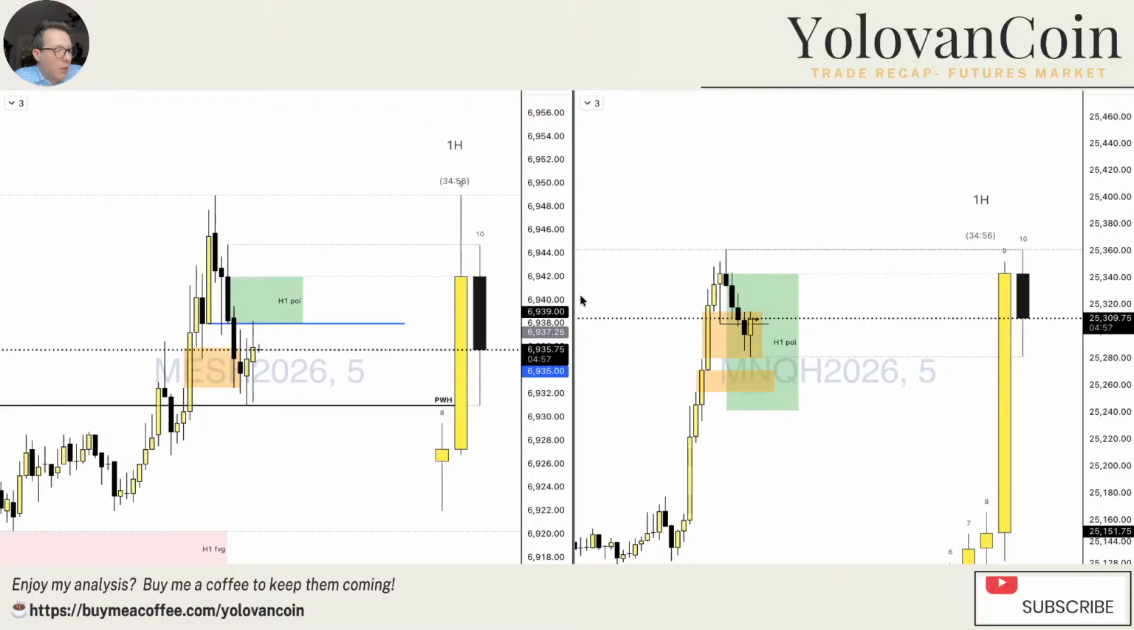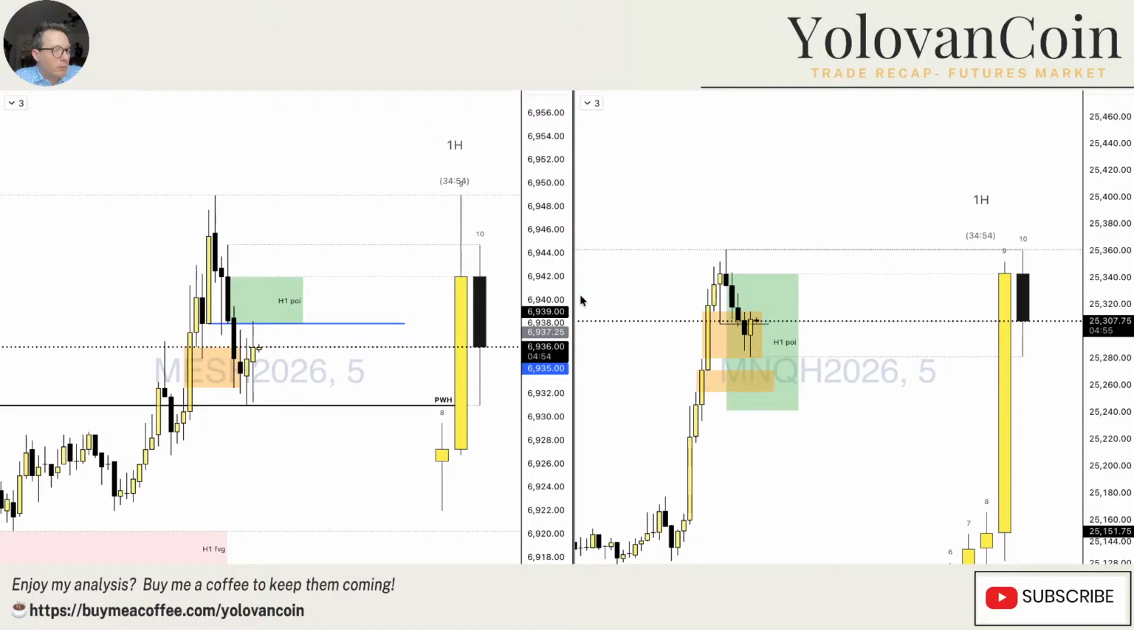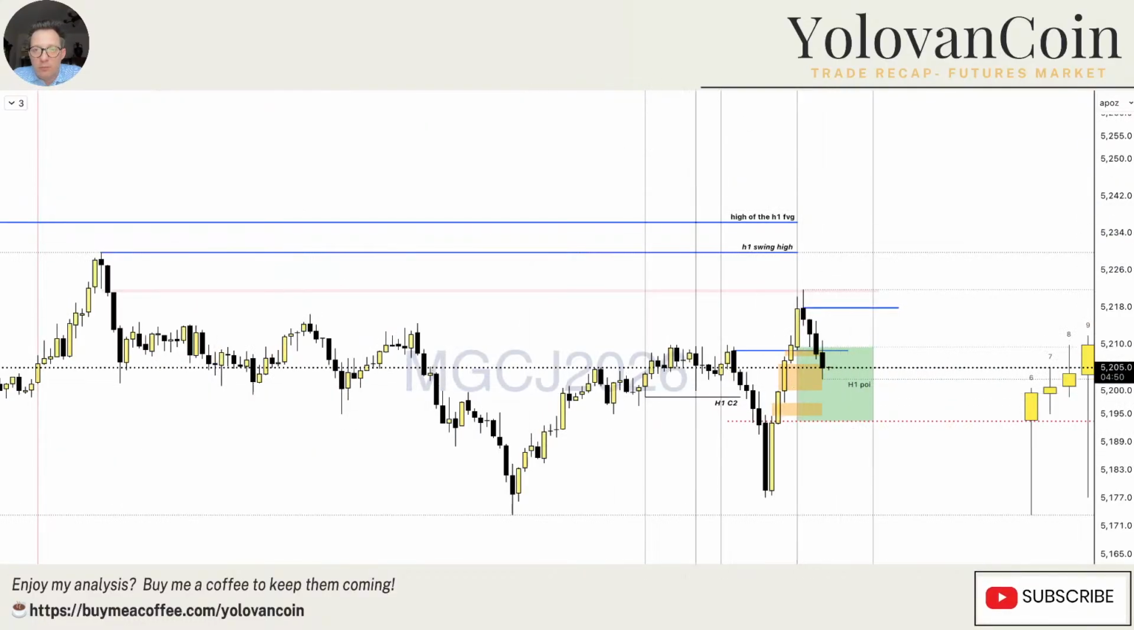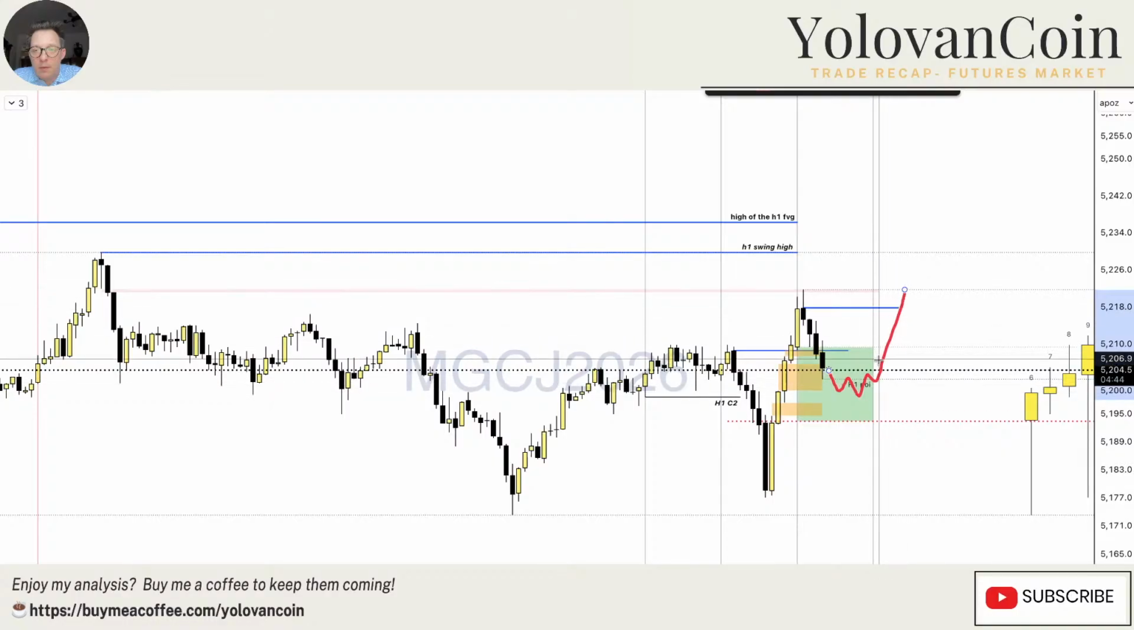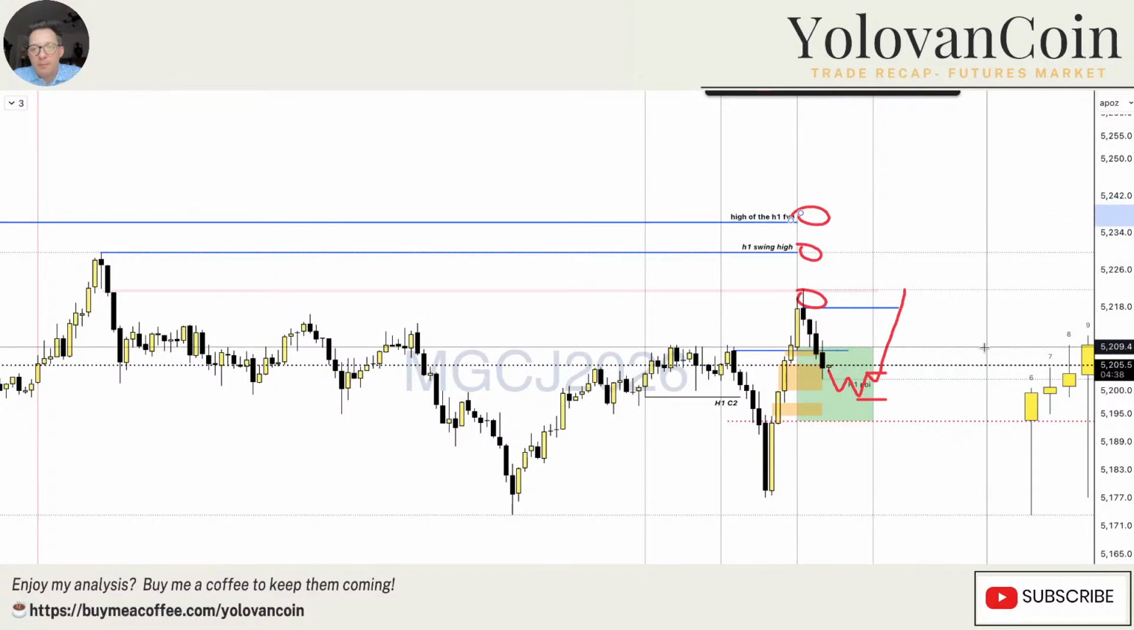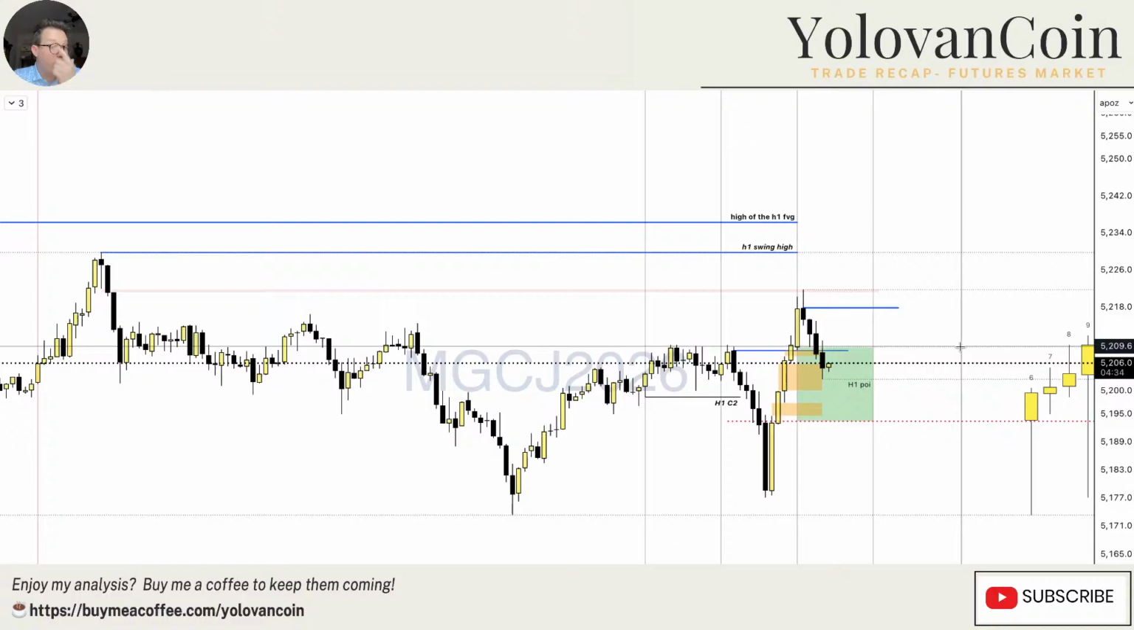I want to see something like this. Let me try to draw. I want to see something like this. So then I can target these highs. That would be nice. That would be my ideal scenario.